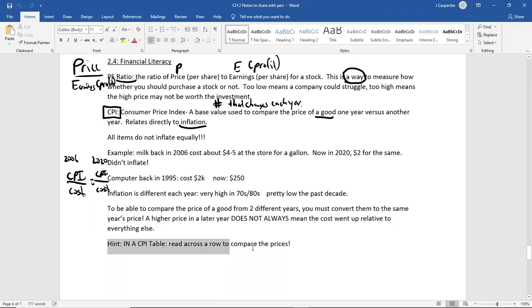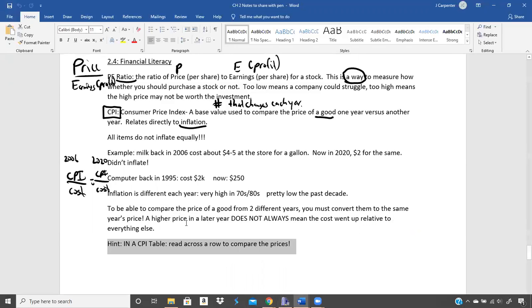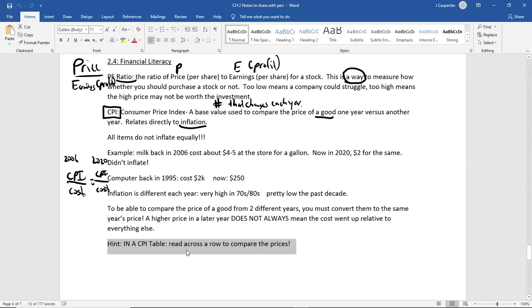Hint: in a CPI table, read across the row to compare the prices. The row is usually the year, so that's you converting to the same dollar. So in a CPI table, in order to compare, you need a completed row. You need to be able to see, all right, in 2005 dollars, which thing is the lowest? That would be the cheapest.